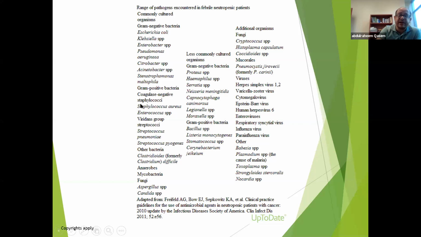Gram-positive bacteria include Staph aureus, Enterococcus, and some of the oral pathogens like Streptococcus pyogenes or Streptococcus pneumoniae. And rarely, among the other less common ones, you will find Candida, other forms of fungi, and C. diff infections.